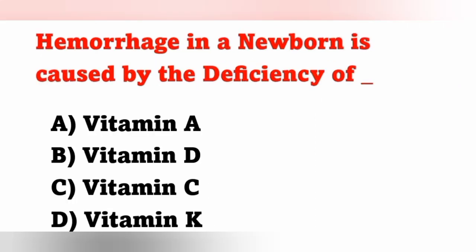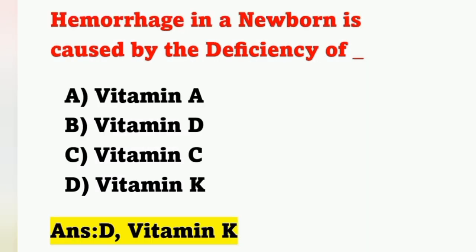Hemorrhage in a newborn is caused by the deficiency of which option? Option A vitamin A, option B vitamin D, option C vitamin C, option D vitamin K. And the correct answer is vitamin K. Hemorrhage in a newborn is caused by the deficiency of vitamin K. So vitamin K injection is given at birth. Okay. Here the correct answer is option D. Move on to the next question.